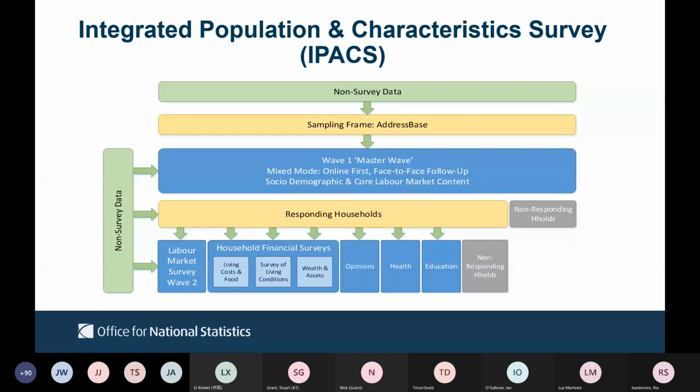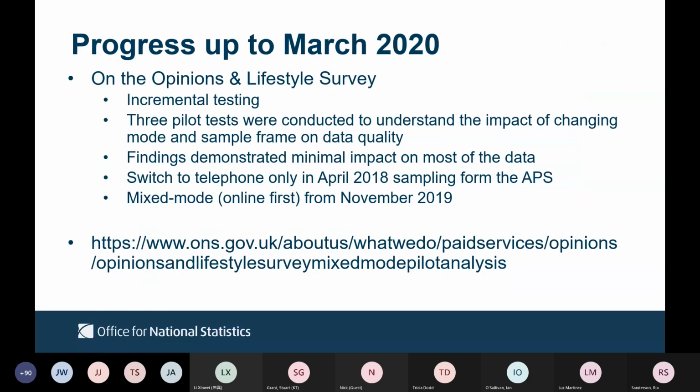So if I step back from the integrated framework piece for the moment, as I pointed out, quite a number of our household surveys are in scope of the Social Survey Transformation Programme. So up until the end of 2019 or early 2020, what sort of progress had we made?